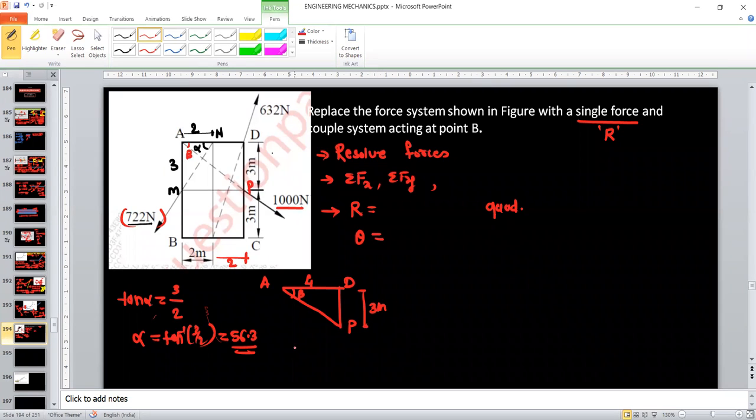So this beta is equal to tan inverse 3 upon 4. So this is equal to 36.86. So this is the angle for 1000 Newton. Now the remaining is 632. So you can assume this angle as gamma.